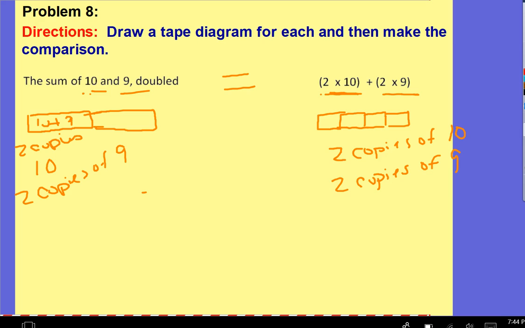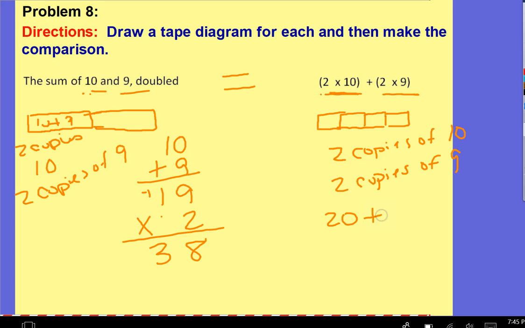If you're ever not sure, if you're having to compare two expressions, don't just rely on a picture. If you can't logically think it through and be confident in your answer, then just solve it. So if I have the sum of 10 and 9, that's 10 plus 9, and that's 19. And then I'm going to multiply that times 2 or add 19 to it again. Either way, that's doubled. And that gives me 38. Here I have 2 times 10 is 20, plus 2 times 9 is 18, and 20 plus 18 is 38. So numerically, I can see that they're the same.